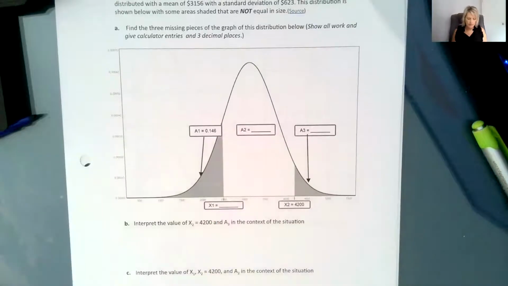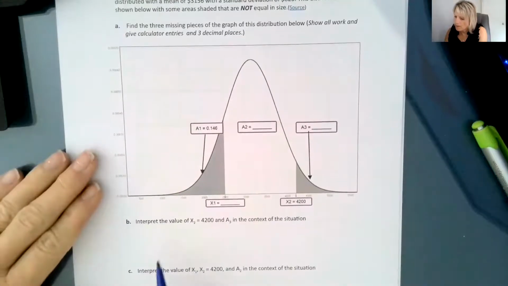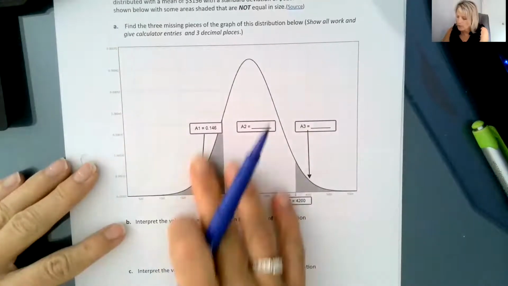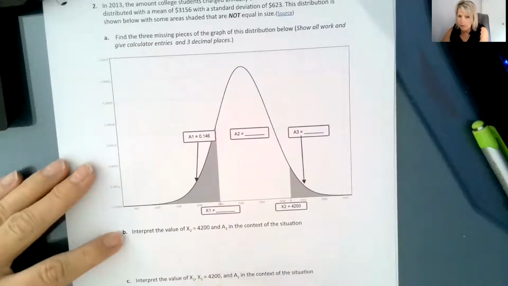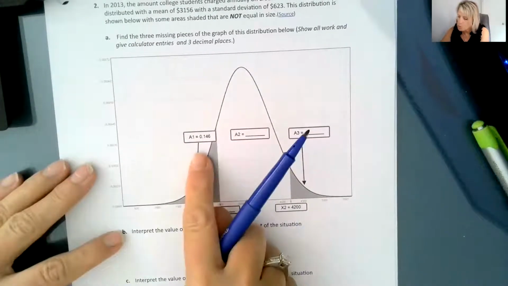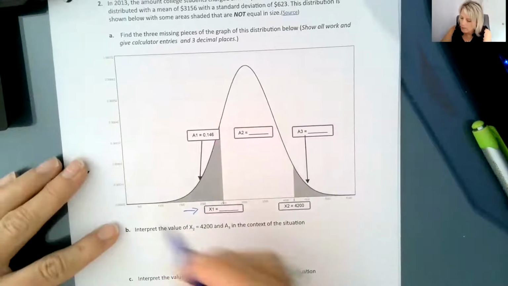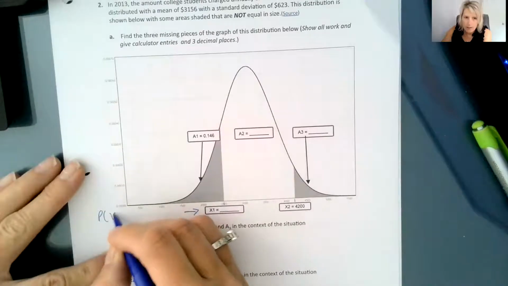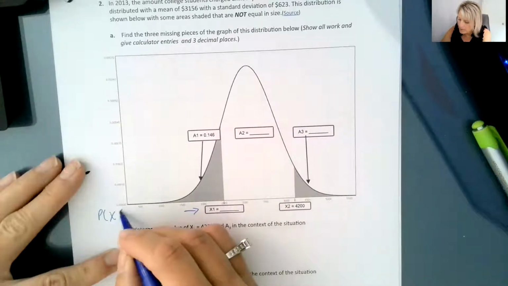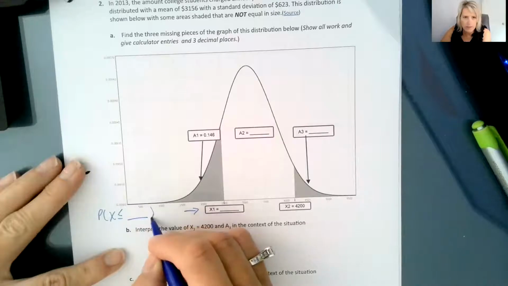So there's a couple of places that we could start. I'll let you start this on your own and see where you want to start first. So first we're going to find these pieces and we're going to answer questions. So I'm going to find this one here first using this area. So this one here is going to be this in my StatCrunch. It's a less than, we don't know what it is, but we know that the area is 0.146.